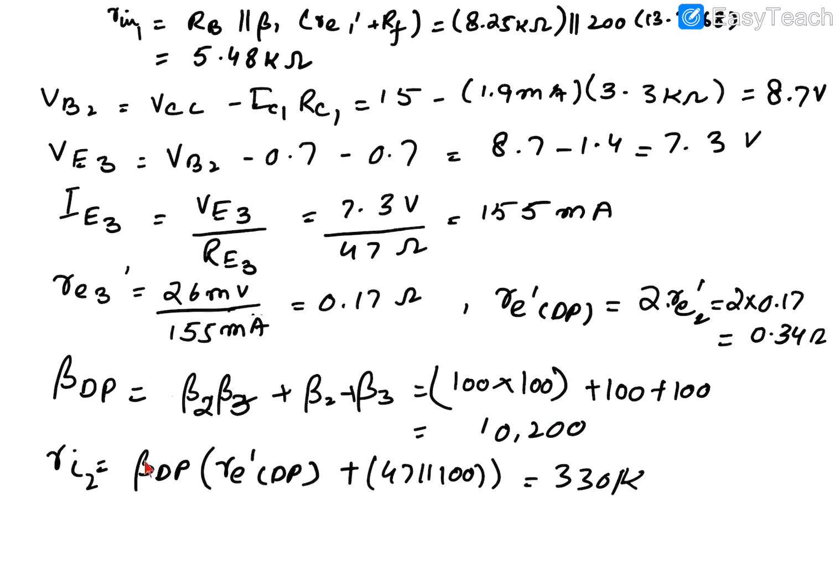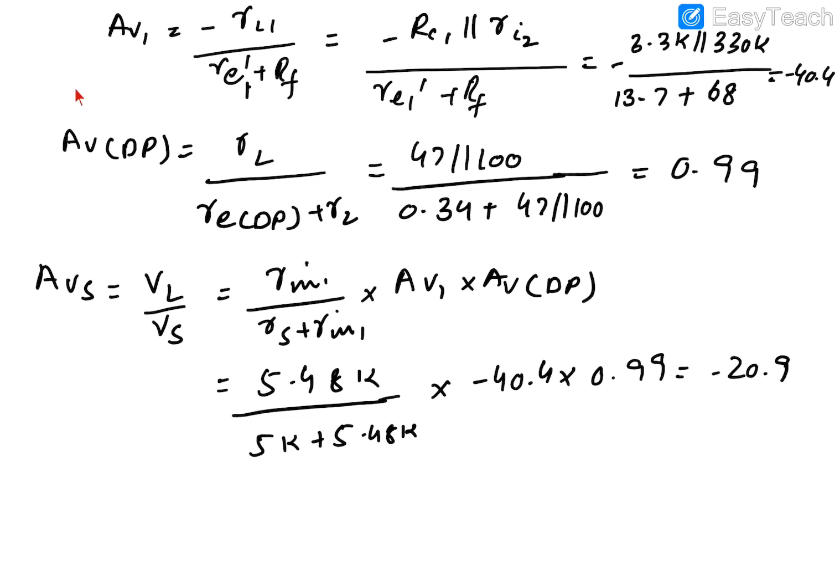Now the input resistance for the second stage, the Darlington pair, is beta of the Darlington pair times RE dash of the Darlington pair plus RE3 parallel with RL. This is the small RL for the Darlington pair. So this is the input resistance of the Darlington pair, which is equal to 330 kilo ohms.